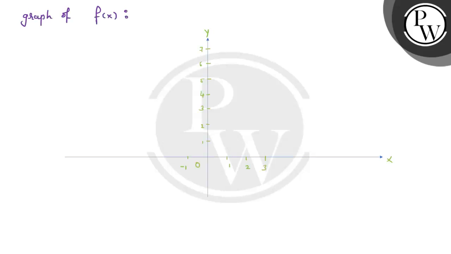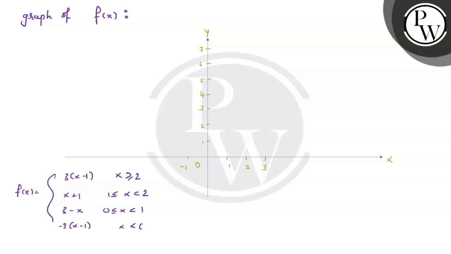So here we have the coordinate axes. The definition of the function is f(x) equal to 3 times x minus 1 for x greater than or equal to 2, x plus 1 for x lying between 1 and 2, 3 minus x for x lying between 0 and 1, and minus 3 times x minus 1 when x is less than 0. So now let's draw the graph.